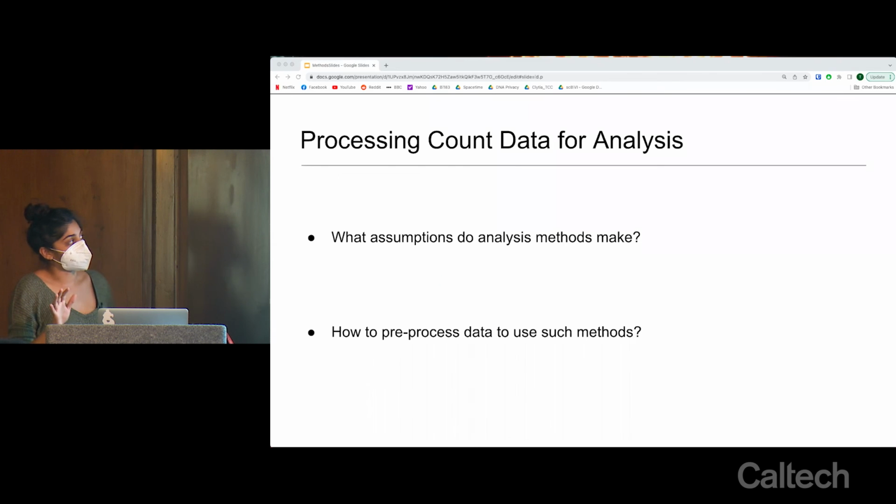Now I'm going to talk about some of the normalization we do, variance stabilization, because of the different assumptions that the methods make. Are there any questions about any of those topics?